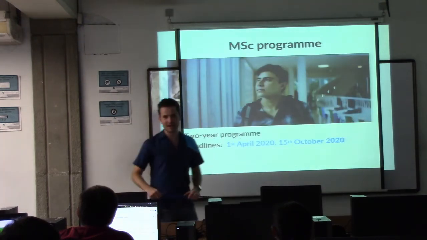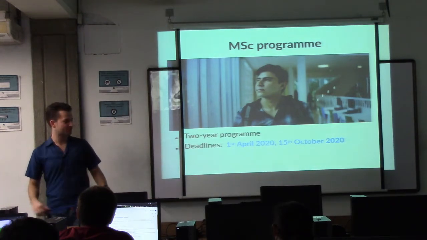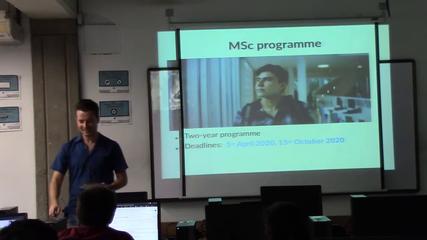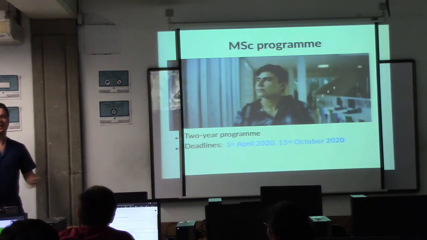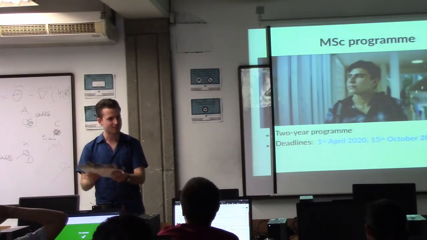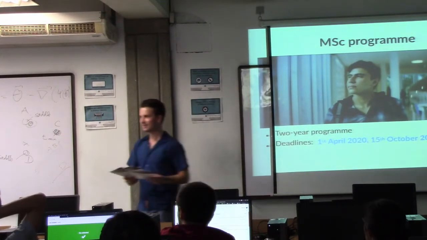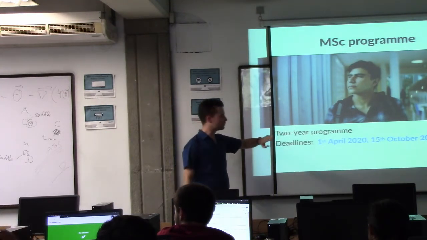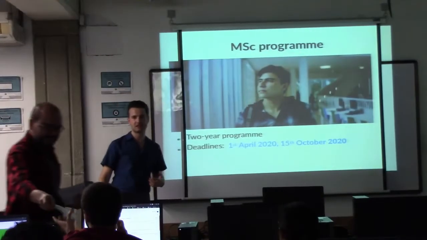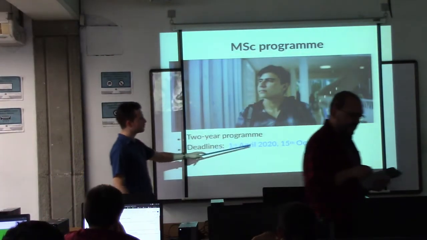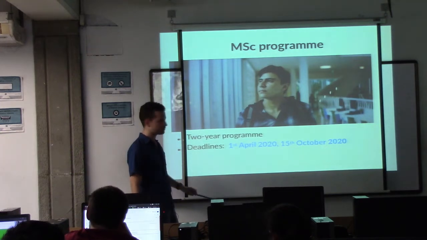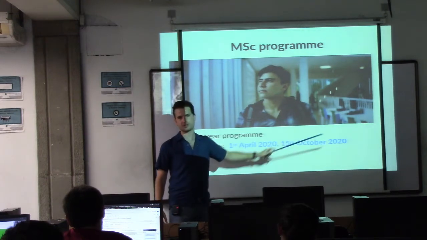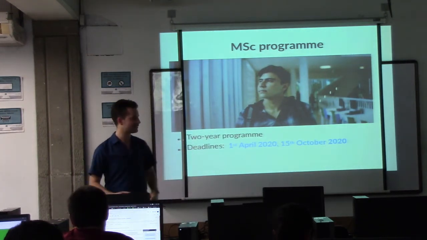On more Leiden propaganda, we have a master student program. We have leaflets for you, so please pick them up, or I will pass them around. It's a 2-year program. You have to do 2 research projects in that. There are 2 application deadlines. 1st of April 2020 will be the next one. That means you would start in September, October 2020, and then 15 October 2020 for starting in early 2021.